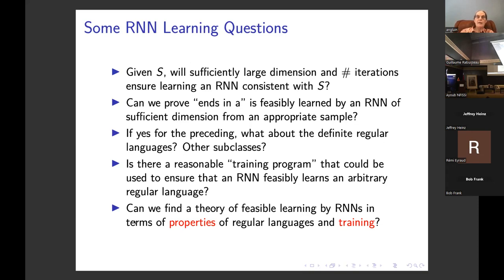And I get back to the main question for the whole talk. Can we find some theory of feasible learning by recurrent neural networks in terms of the properties of the regular languages and the training scheme? Obviously I've underemphasized the training scheme here, but it's a very important component.